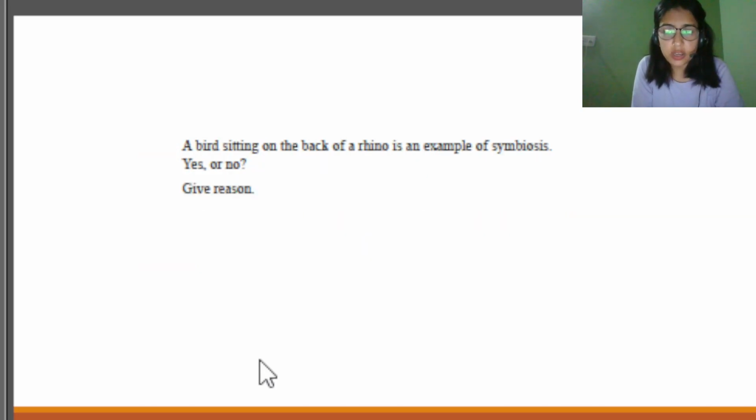A bird sitting on the back of a rhino is an example of symbiosis. Yes or no? And give your reasons. Are they following a mutual relationship? Are they both getting the benefit or not? What do you think it should be? You will be giving your answers in the comment section below.